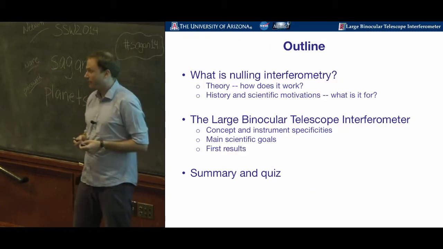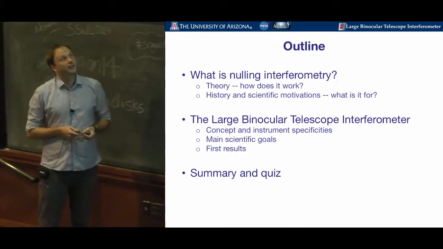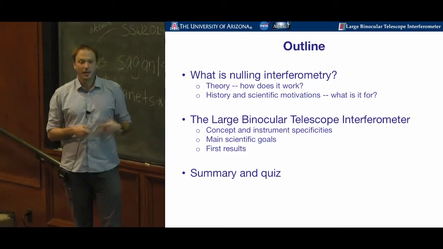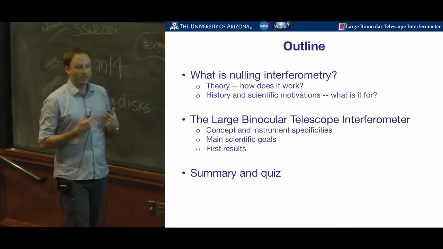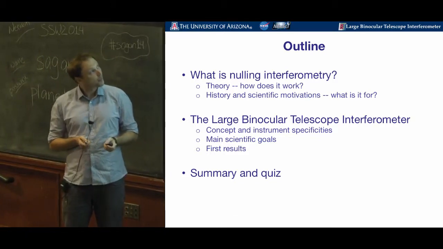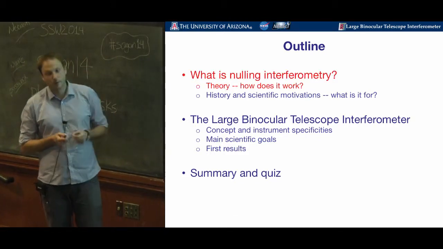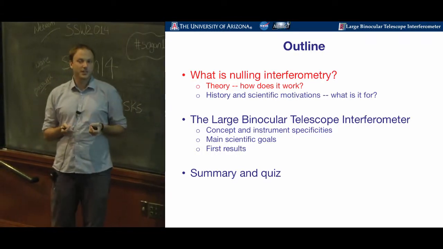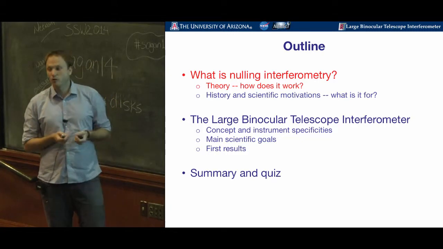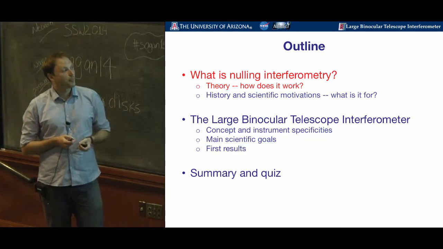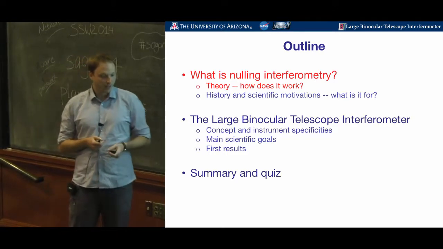So this is the outline of my talk. I will start by introducing the theory of nulling interferometry, how does it work, and then I will explain what it is for, the science motivations behind it. Next, I will introduce the concept of the LBTI, the instrumental specificities, the main science goals, and the first results. And I'll end this talk with a quiz, a really short quiz.